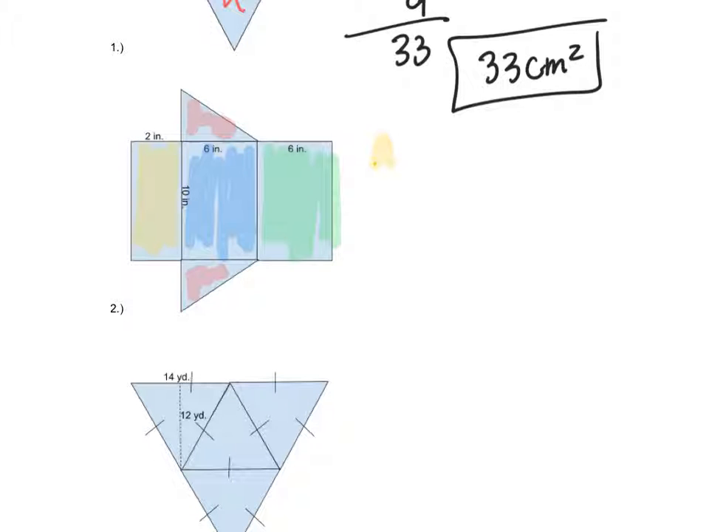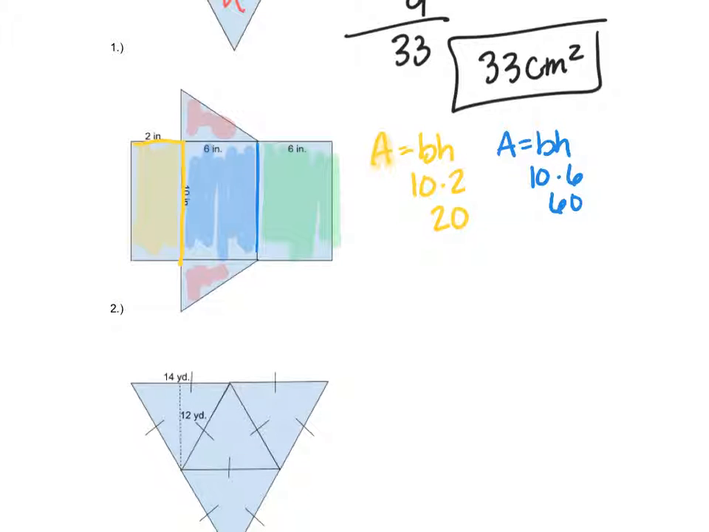Okay. Yellow is base times height. So our base is 10, our height is 2. 10 times 2 is 20. Okay, so there's our yellow. Then I'm going to do my blue. Same thing, base times height to get the area of a rectangle. So my base is 10, my height is 6, so 60. And then I got to do the green one. I know it's the same this time, but let's just go ahead and, so it's 10 times 6, which is 60, okay?